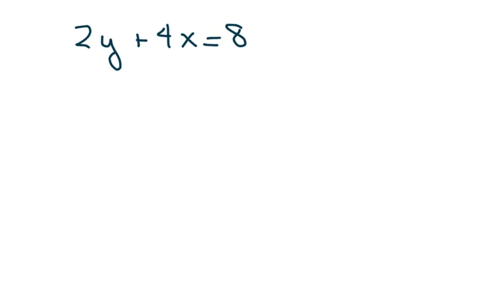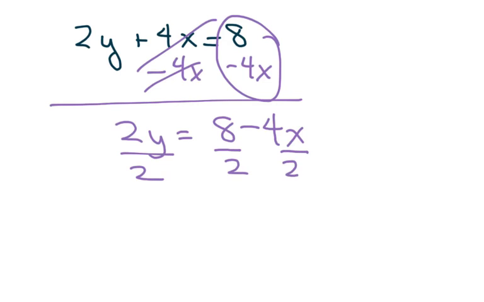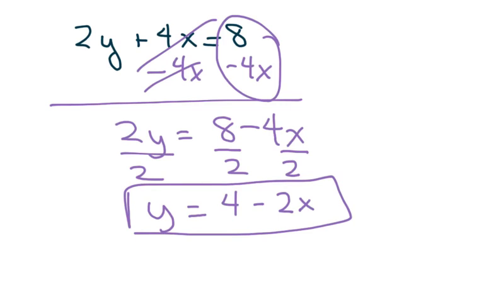All right, and then the last one, we have another one. So what I'm going to do here is the same thing. I'm isolating my y, so I subtract 4x from both sides. These are like terms, so you know that cancels. You get 2y equals 8 minus 4x. Divide everything by 2. And we get y equals 4 minus 2x, which is your answer. But you could rearrange this if you want and write y equals negative 2x plus 4.